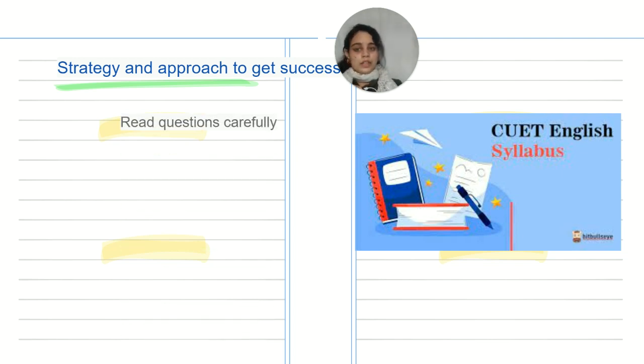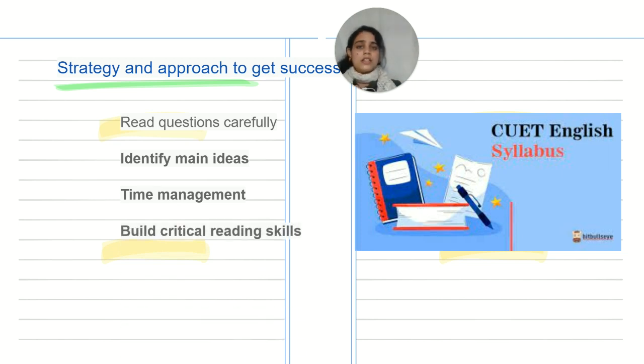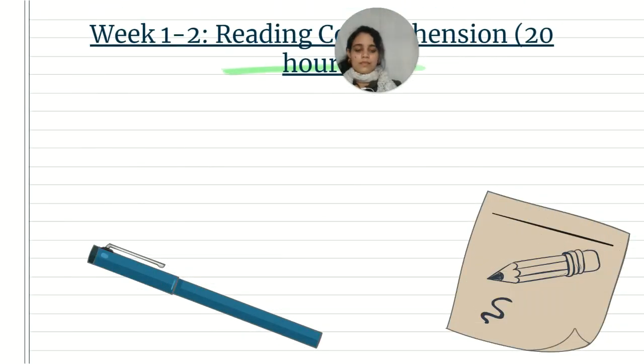So we have to read questions carefully and then we have to identify main ideas, especially for one word substitutions and synonyms, antonyms, and passages, unseen passages. If we get factual passages, definitely we are going to identify the main ideas. Then we are going to work on our time management. We will learn some skills how to manage time, and we are going to build critical reading skills.